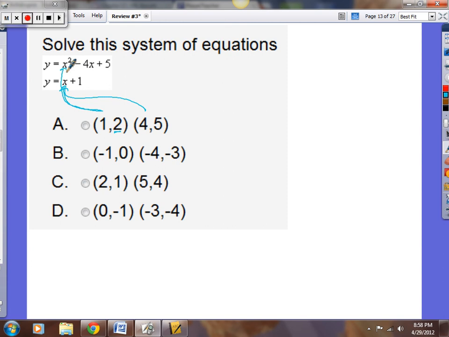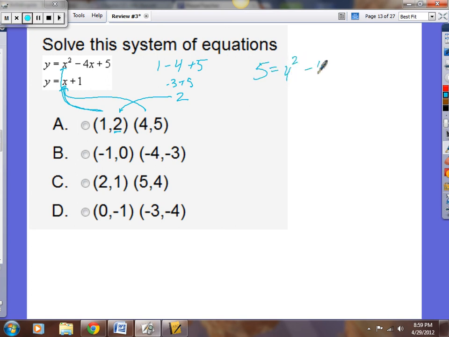1 squared is 1 minus 4 times 1 plus 5. 1 minus 4 is a negative 3 plus 5. Hold on, I think I'm plugging in the wrong stuff. No, maybe I'm not. 1 squared, 1 minus 4 plus 5. Yeah, okay, that's not going to work. Because negative 3 plus 5 is... No, it does. I keep getting these confused. If you plug in a 1, it spits out a 2. Now I got to plug in the 4, and it should give you a 5. So it's going to spit out a 5 if I plug in a 4.